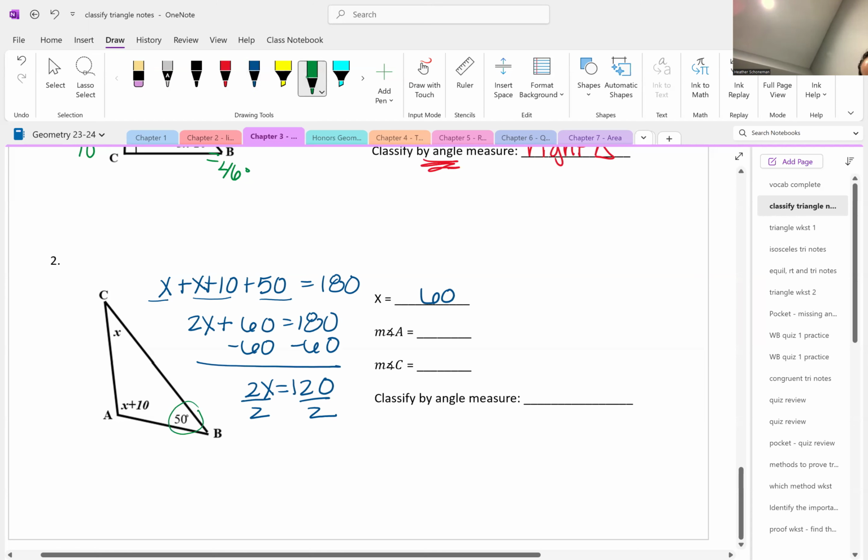Okay, we already know this is 50. This angle A is just x, so it's got to be 60. And this one is going to be 60 plus 10, which would be 70. So if I'm looking at those angle measures, I have 60, 50, and 70. They're all less than 90. They're all acute. So that would make this one an acute triangle.